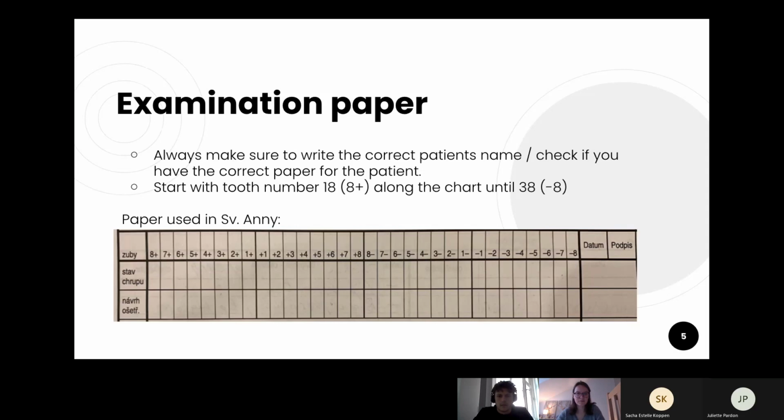And I mean, there's many different kinds of papers that dentists are using. So this is just one example that we're using in Svarte Ani. And in case you were wondering what stavgroepo means, it means the condition of the tooth, and nadere osteotomy means the treatment plan. So in the first line, you would basically put what you see in the patient's mouth.